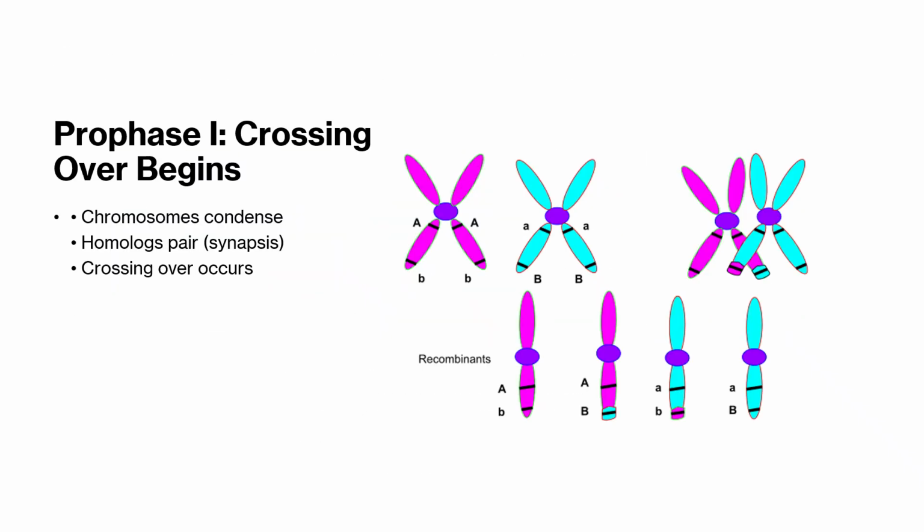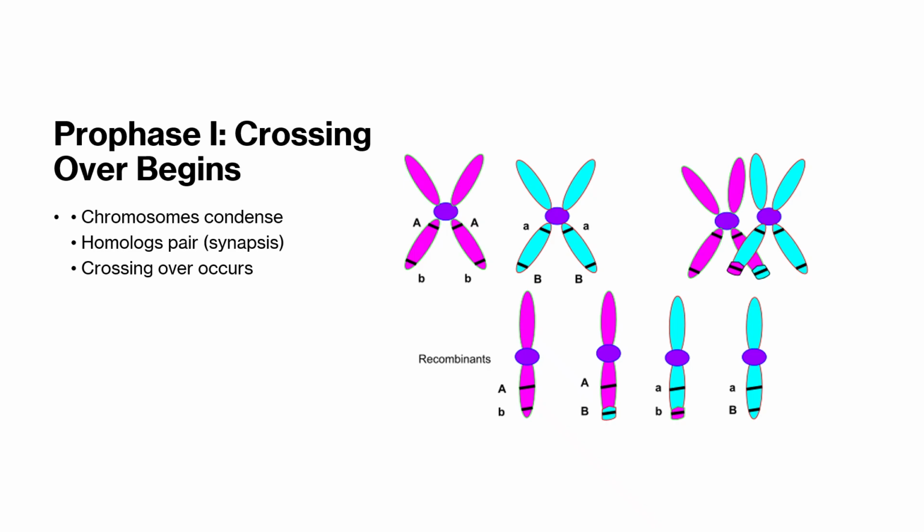Prophase I is one of the most important steps because crossing over happens here. Chromosomes condense and homologous chromosomes pair tightly, forming tetrads. This pairing allows sections of chromatids to exchange genetic information.